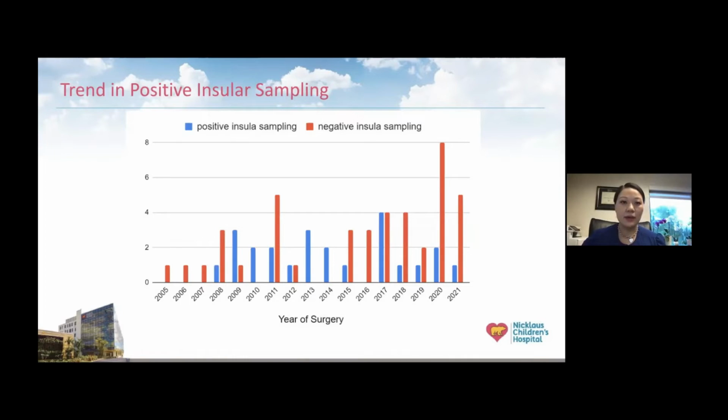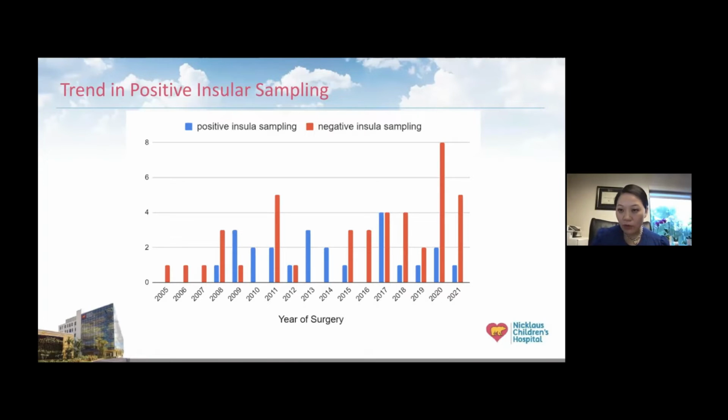And as you can see here, this is a calculation of our trend in positive insular sampling over the years. The red are patients for whom we sampled the insula but did not find any positive insular involvement of the seizure. And the blue are patients for whom we performed insular sampling, either through the craniotomy approach or the SEEG approach, that did yield some type of involvement of the insula in the epilepsy.